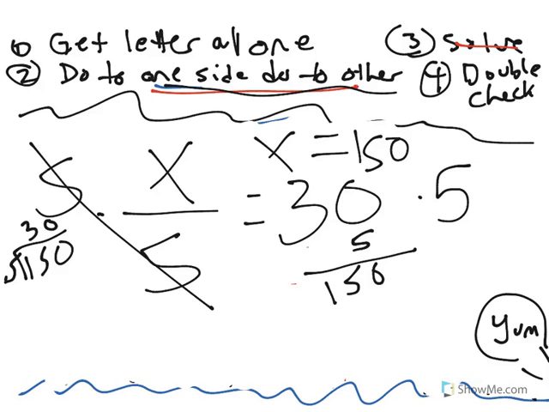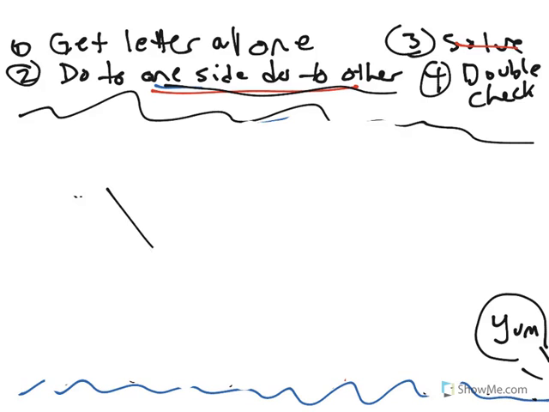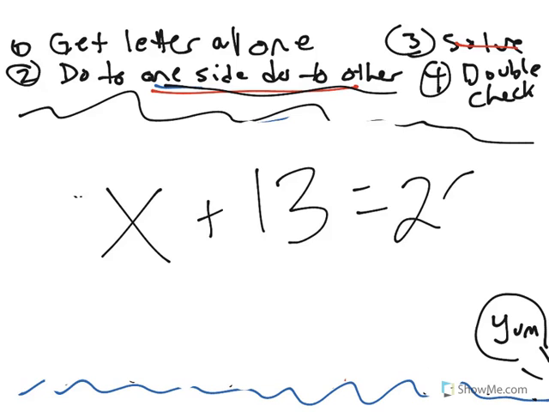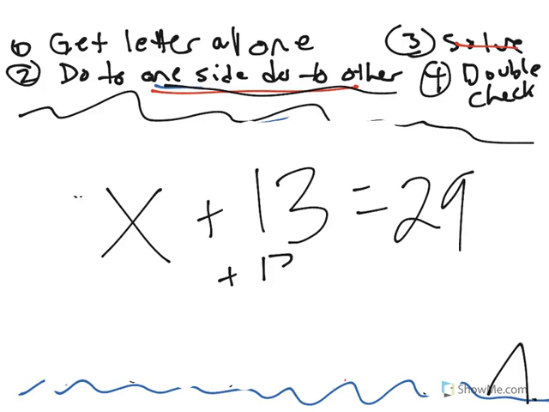So our next problem is going to be x plus 13 is equal to 29. Pause and solve. So first thing we need to do is get that x alone. Minus 13 from this side. Do it to one side, have to do it to the other.